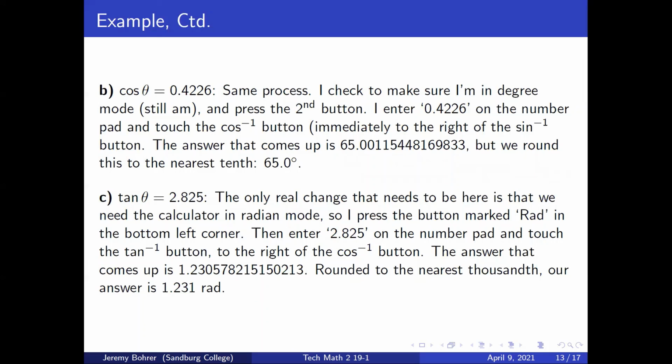Tangent of theta equals 2.825. The only real change that needs to be here is that we need the calculator in radian mode. So I press the button marked rad in the bottom left corner, then enter 2.825 on the number pad and touch the tangent inverse button to the right of the cosine inverse button. The answer that comes up is 1.230,578,215,150,213. Rounded to the nearest thousandth, our answer is 1.231 radians.